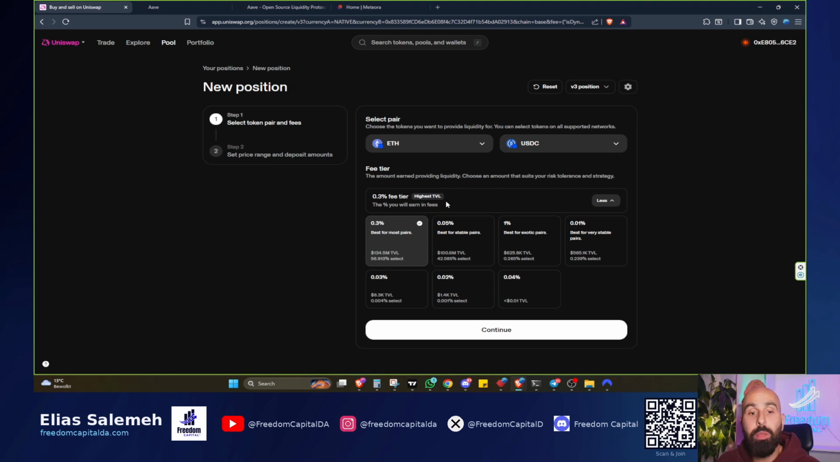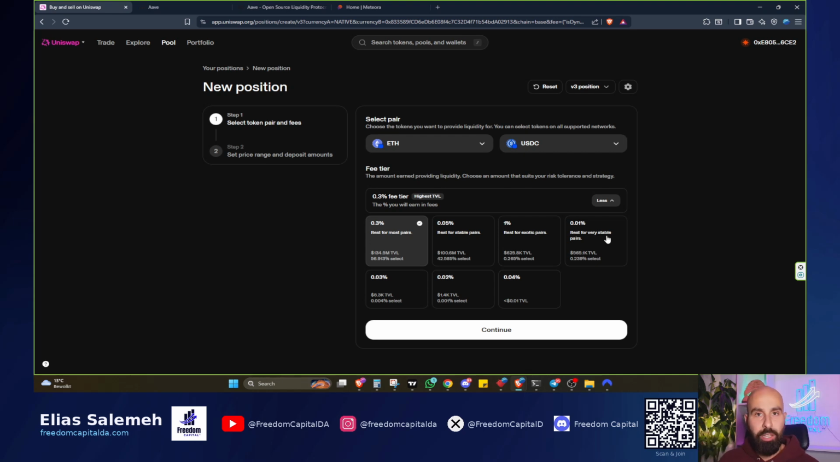So as I explained previously, a fee tier is the percentage charged on every swap in the pool, which gets paid to liquidity providers like us in proportion to our share of in-range liquidity. So it's basically the fee that traders pay in order to swap their tokens using that specific pool.